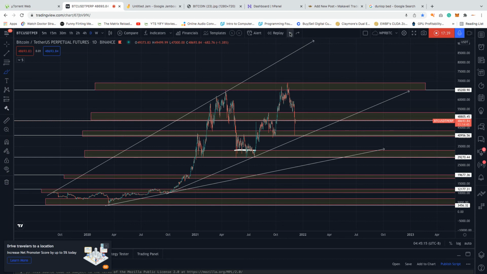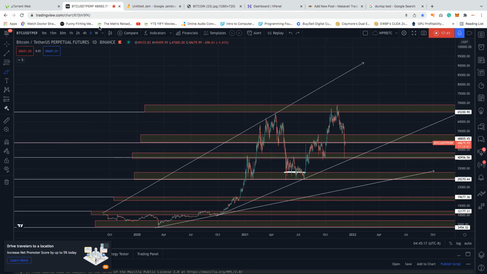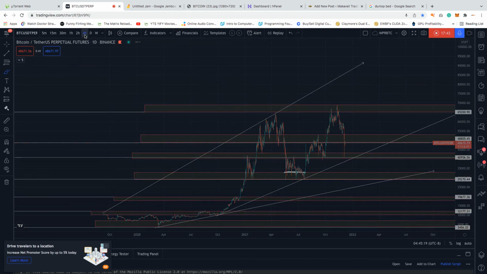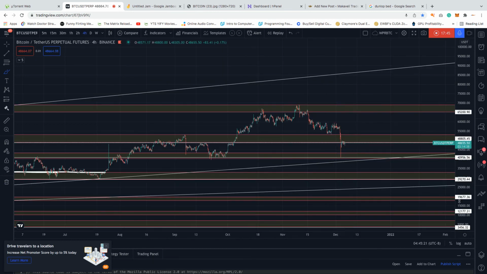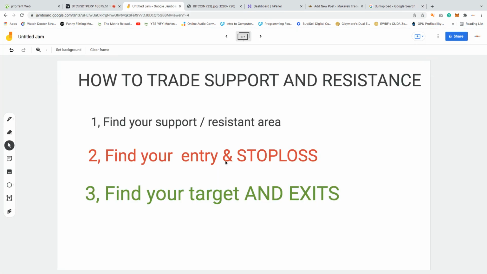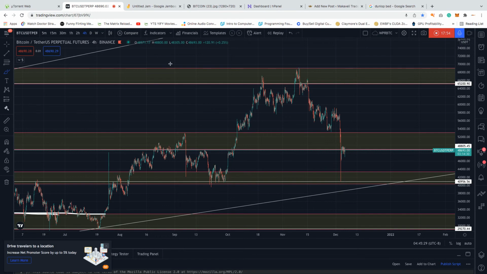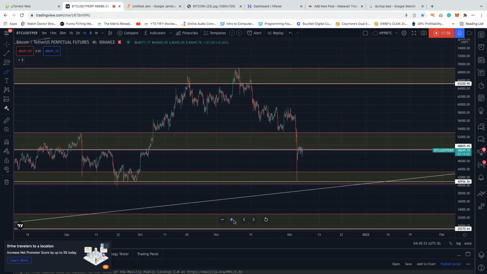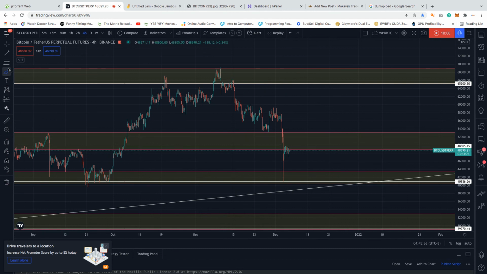You can see I've already found my support and resistance. So let's say I want to trade the 4 hours. All I need to do is take my chart to 4 hours, and you can see how beautifully the chart looks, right? So let's go. It says the next thing, find your entry and your stop loss. So I need to find my entry. Now, in this situation in Bitcoin, I would have found my entry when price was right here.